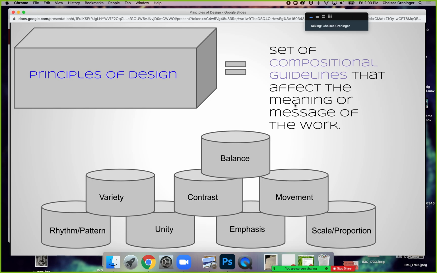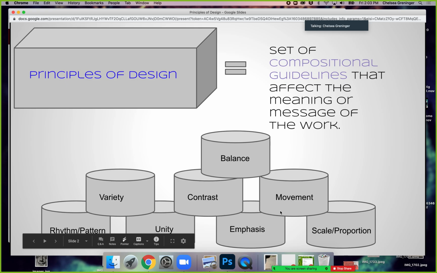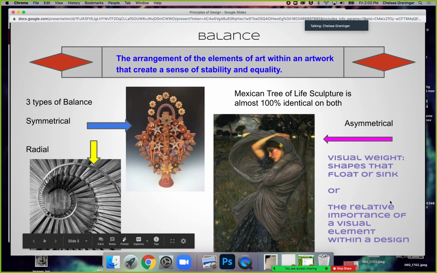Some of the principles are balance, variety, contrast, movement, rhythm and pattern, which are different but they go together, unity, emphasis, and scale and proportion. So let's talk about each one and look at examples of them.